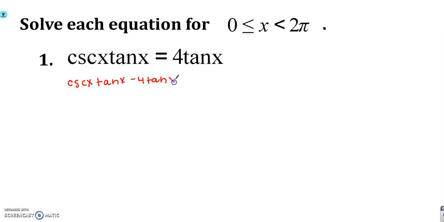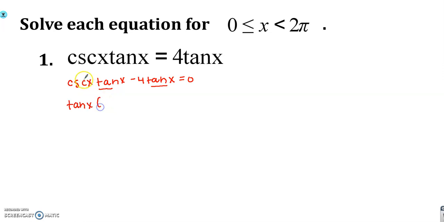Sometimes I see people who want to divide through by this tangent and just get rid of the tangent. And you can't do that because you will potentially be losing solutions that you would get from that tangent equation. If you ever look at an equation and you want to divide and cancel something out, what you really should do is move it all to one side so that the equation is equal to 0. And then I have a GCF of tangent. So I can factor out that tangent.